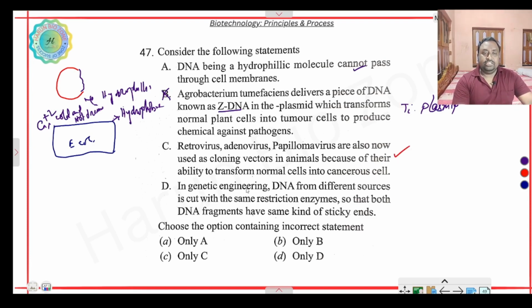In genetic engineering, DNA from different sources is cut with the same restriction enzyme so that both DNA fragments have the same kind of sticky end. Okay, when different DNA is cut with the same restriction enzyme, they produce the same sticky end. So right. So here B is the incorrect option. Only B is the incorrect option.